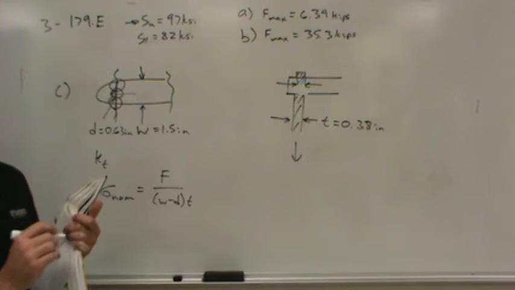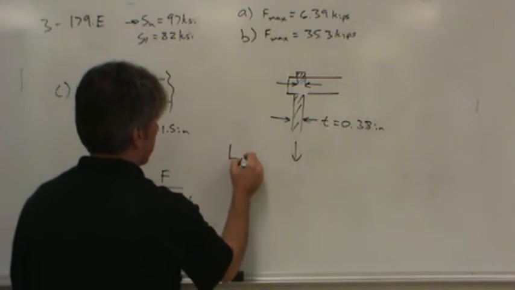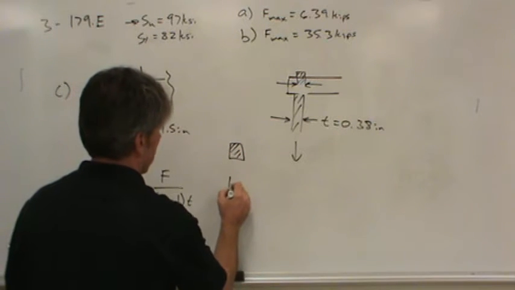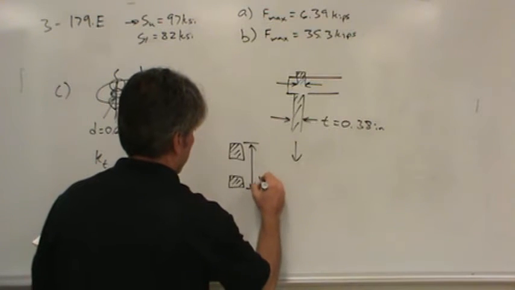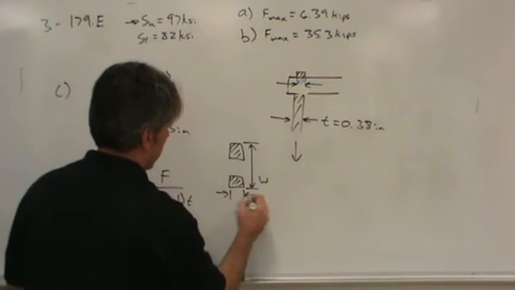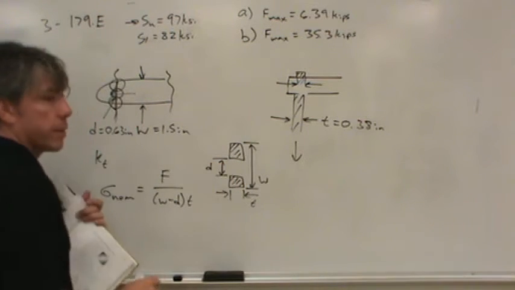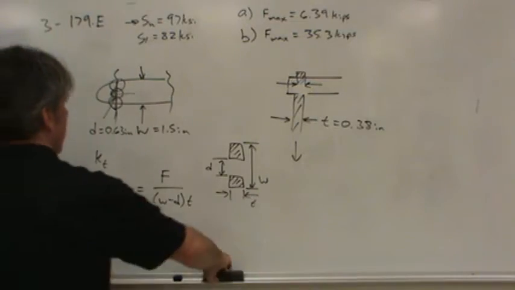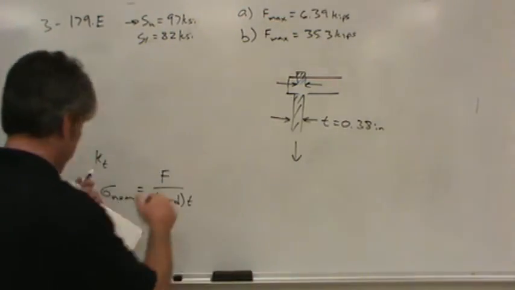Sorry, my diagram's getting messy, but do you see what I'm saying? That area would look something like this, where this dimension is the width, this dimension is the thickness, and this dimension is the diameter of the pin. All right, let's get rid of all the mess here, because I don't think we need it anymore. Oh, I needed those dimensions. Oh well.